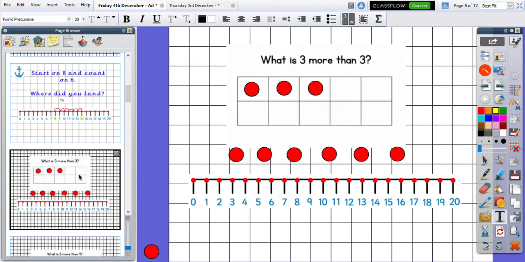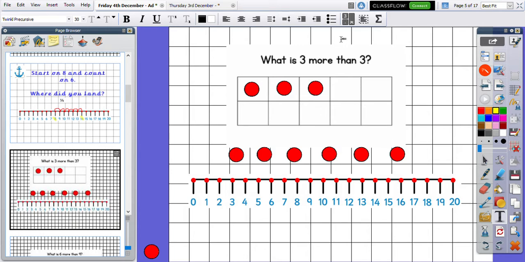Okay then. Let's have a look at today's learning then. Today's learning we are looking at how we phrase our questions. And rather than saying start on a certain number and count on, we are going to be asking you what more of a number is. So, first of all, our question is, what is 3 more than 3?